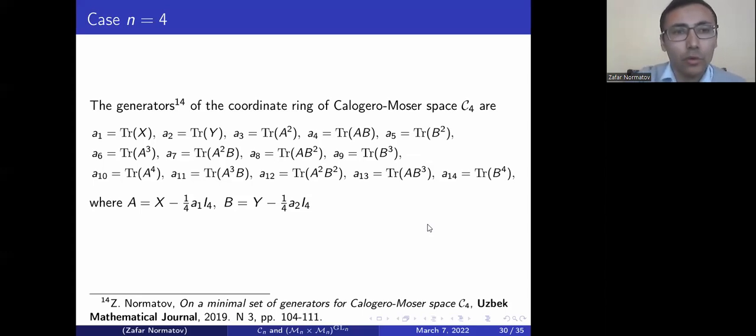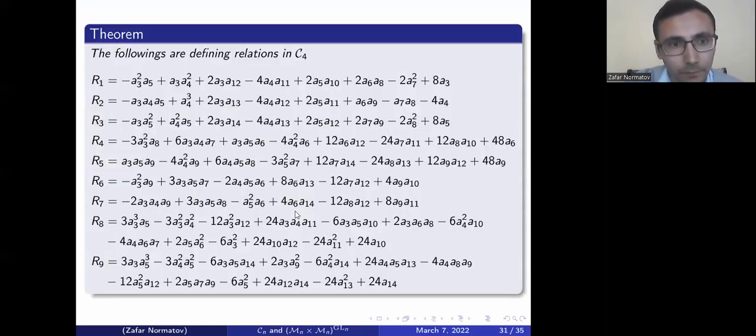Now we move to the case n equals 4. In this paper, the 14 generators form a minimal generating set for the coordinate ring of the closure of the moduli space C4. Also we have the following theorem. The following are defining relations in C4.